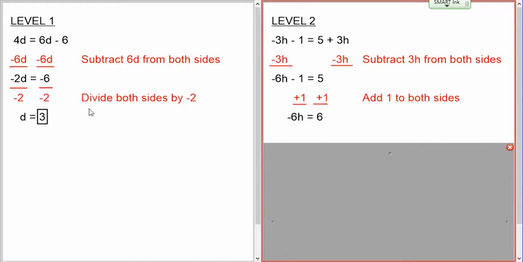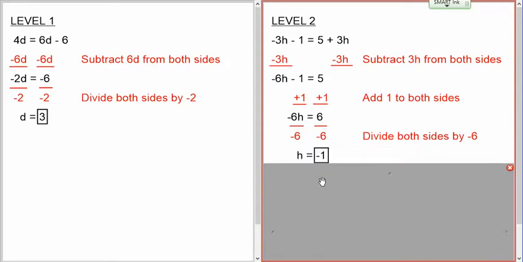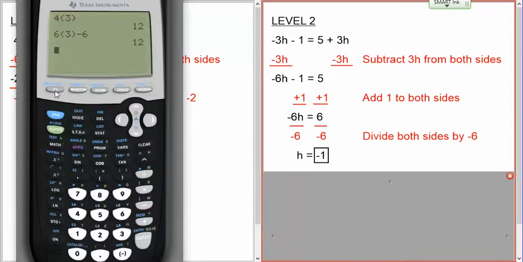And then lastly, just like the last thing we did over here was division, the last thing I'm going to do here is division. So I'm going to divide both sides by negative 6. Negative 6h divided by negative 6 is just h, because negative 6 divided by negative 6 is 1, and 1 times h is h. And 6 divided by negative 6 is negative 1. So there we go.